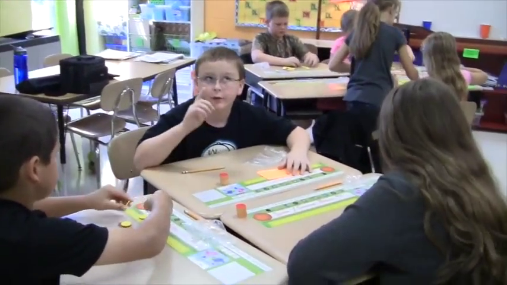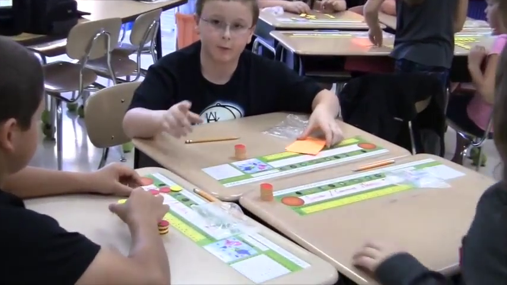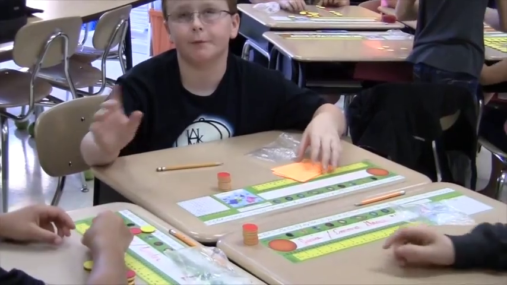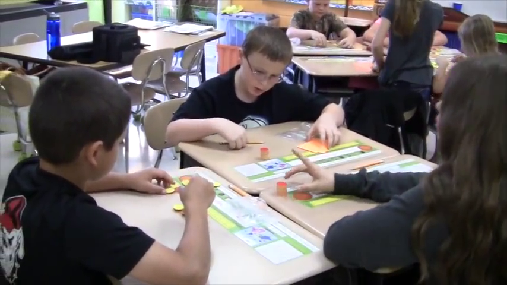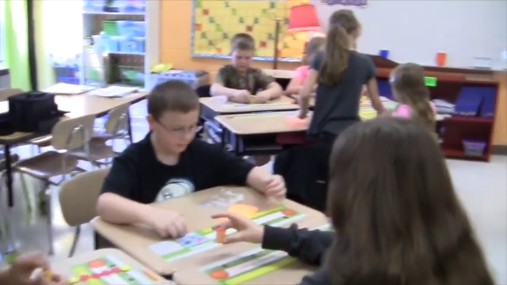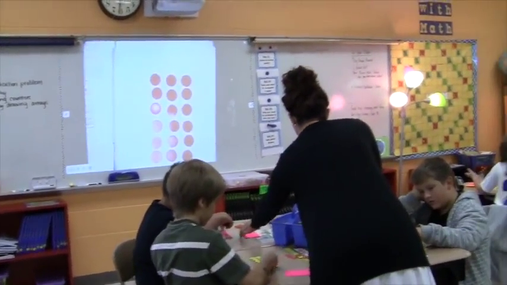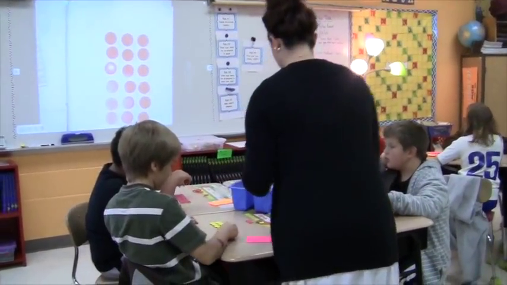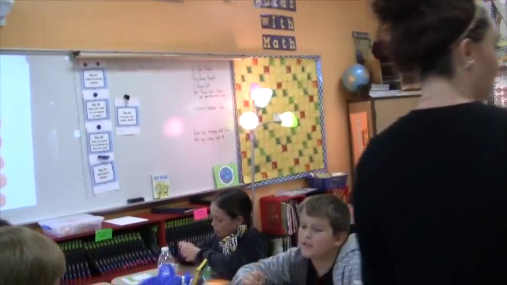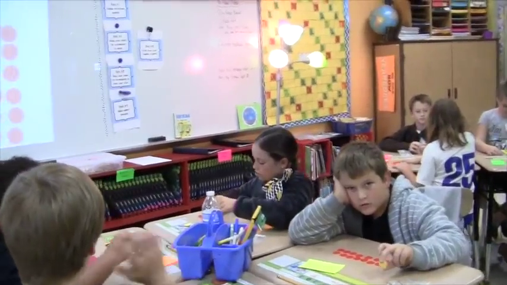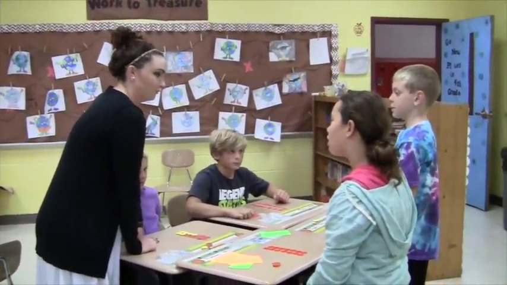8 times 7. 7 times 7 is 49. 56, because 7 times 7 is 49, plus another 7. So we have 56. I don't think I have enough for that. Yeah, 20, 60. Everybody has different.